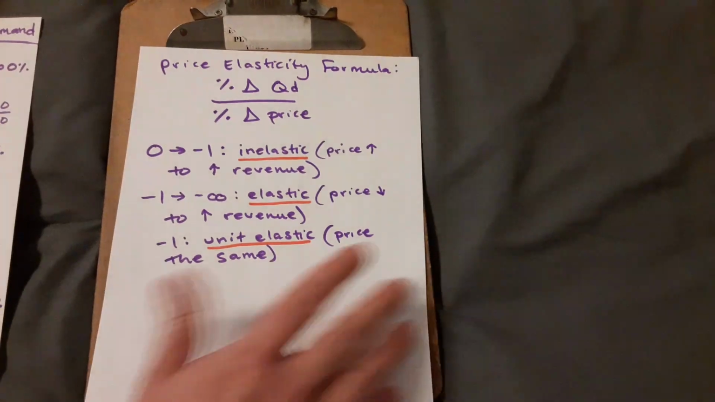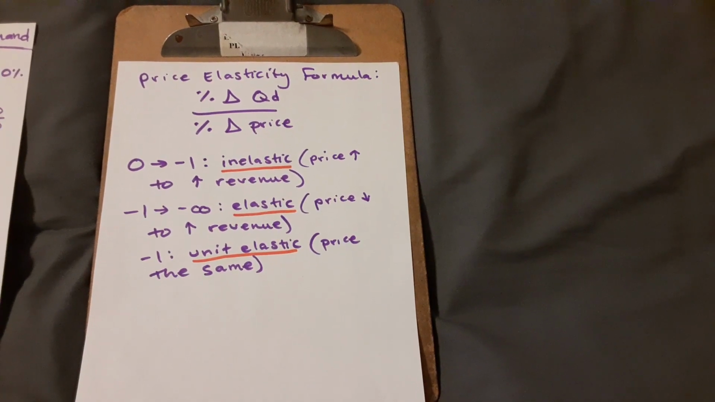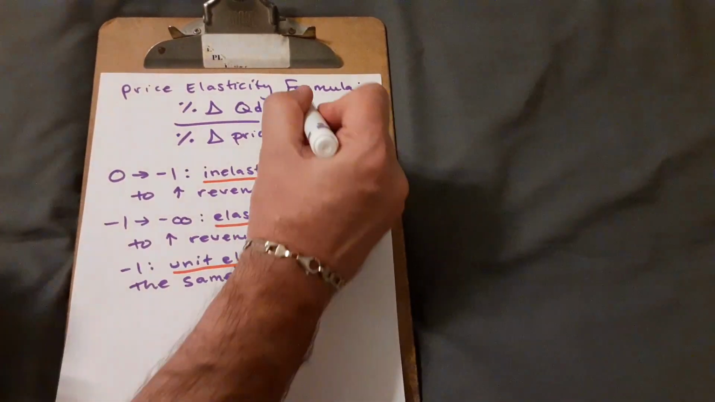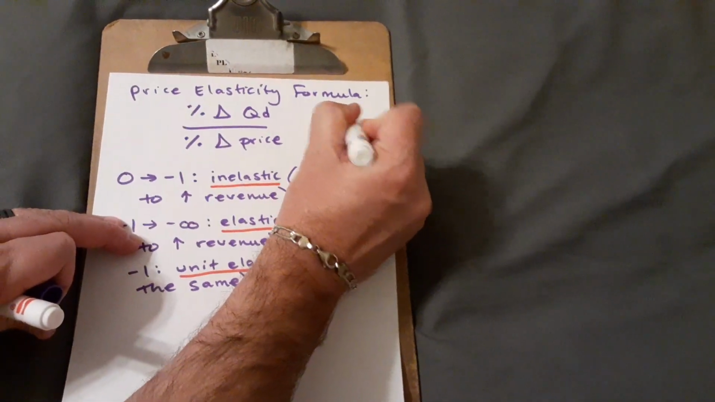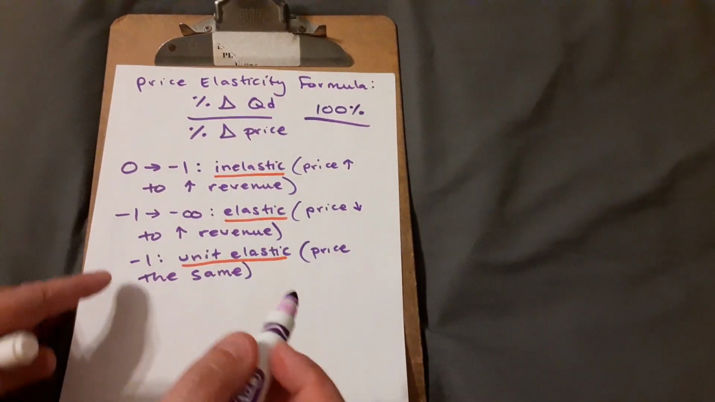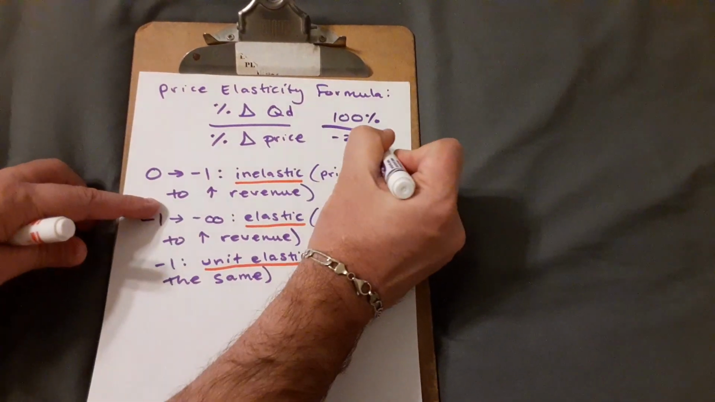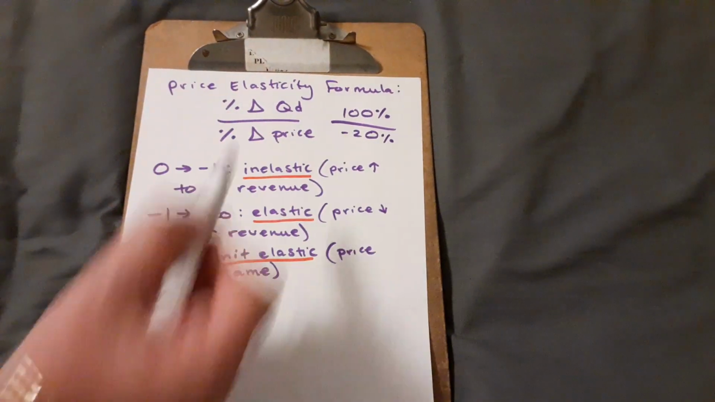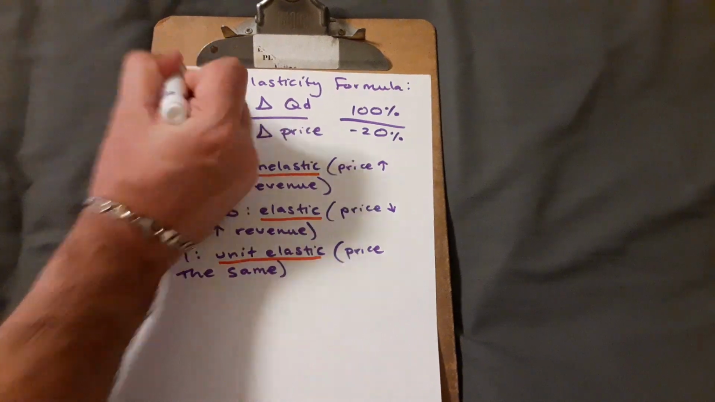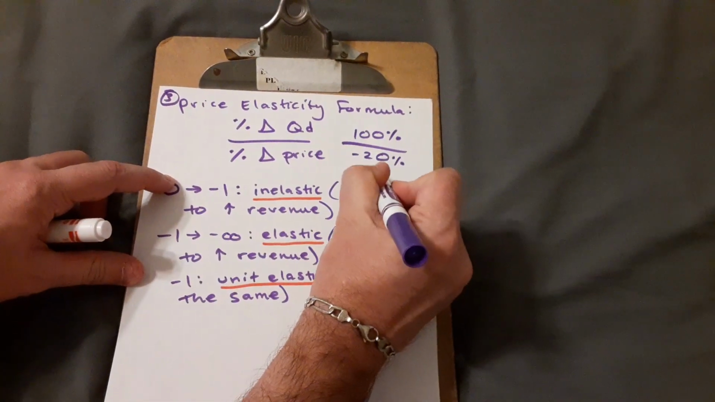We bring that over to this formula here. This is step 3 now. So percentage change in quantity, we had that back here. We had that as 100%. So 100%. Percentage change in price, we had as a -20%. Okay? So just plugged it into this. Again, this is step 3. So 100 over -20 gives us a -5.